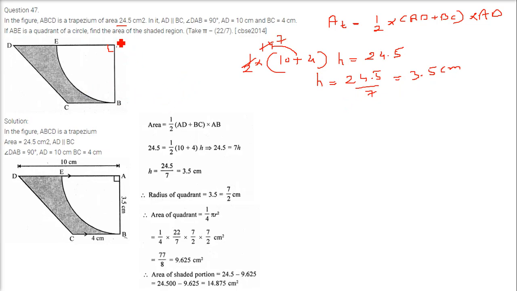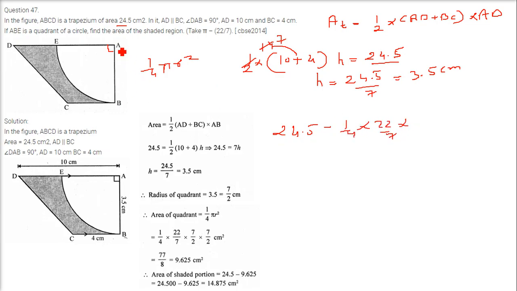Now find the area of the shaded region. For that, what we have to do? We have to find out the area of this trapezium, which is already given fortunately, and we have to subtract the area of the quadrant from it. So what is the area of the quadrant? 1 by 4 pi r square. That is 24.5 minus 1 by 4 pi r square.